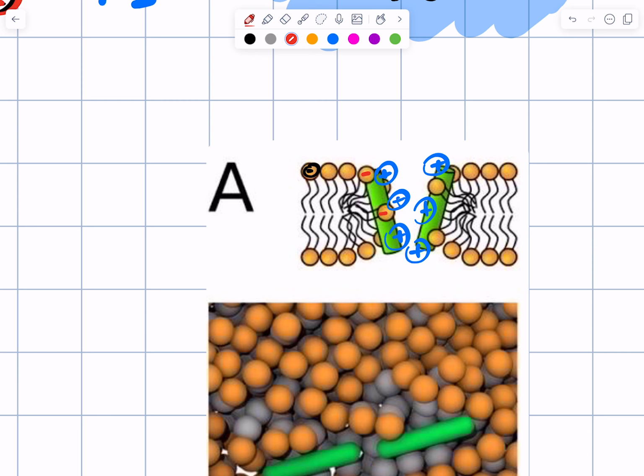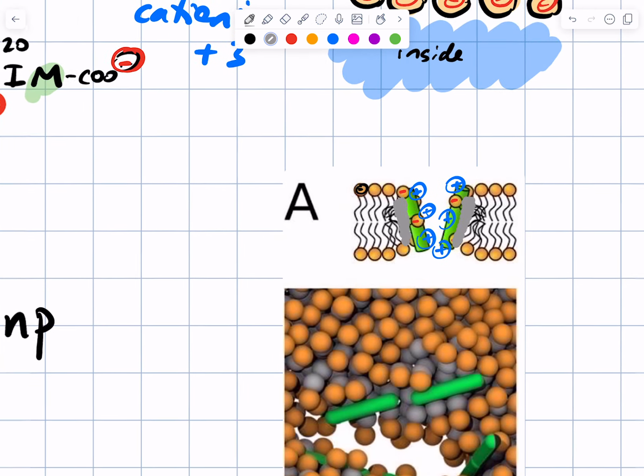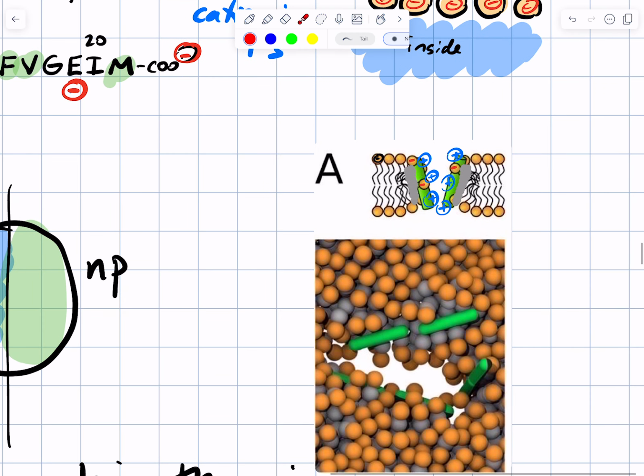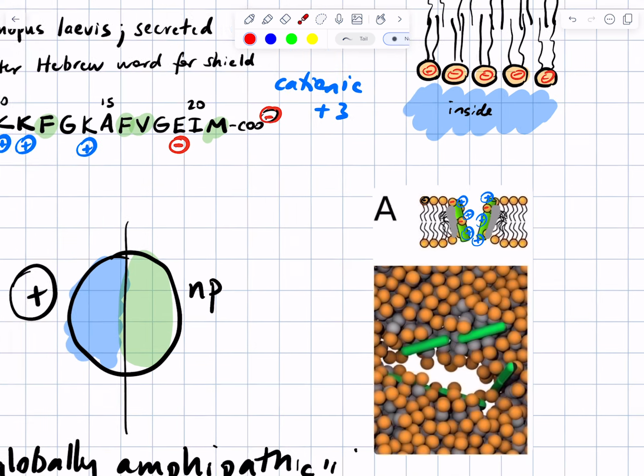So I'm just going to put minuses here. And then over here, which I'll now use gray, is the nonpolar face of the peptide, which is interacting with the nonpolar interior of the lipid bilayer. This is a result of a simulation showing this kind of thing happening, where these start to poke holes in the lipid bilayer, and then the guts of the bacteria sort of spill out, and the bacterium dies.